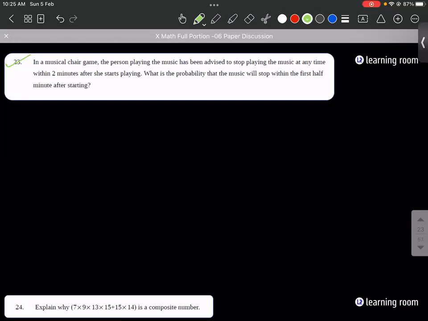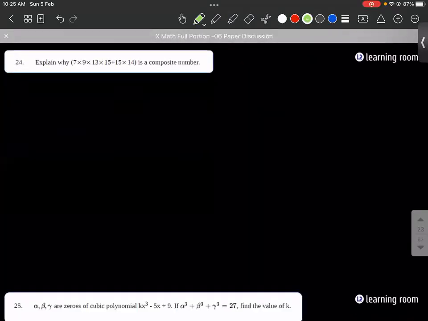So how did you get it? 1 by 4. So the sample space is 2 minutes, that is 120 seconds. Correct. Half a minute divided by 2 minutes is 1 by 4. Correct. So this is a textbook problem, NCERT.